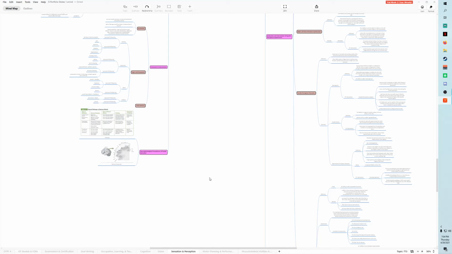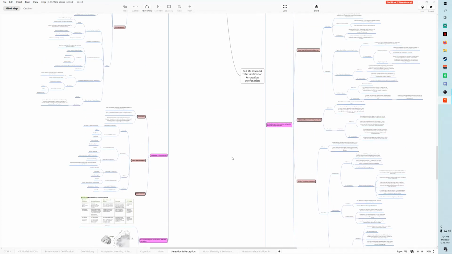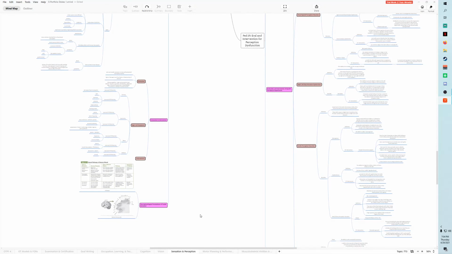And this will really be a great review for me prior to my fieldwork too, especially being in a skilled nursing facility where a lot of the clients have these kind of conditions. And this will really help me organize this chunk of information to study for the NBCOT as well.